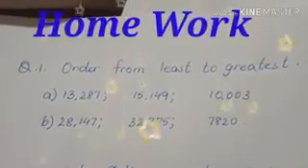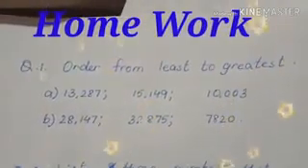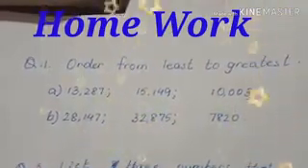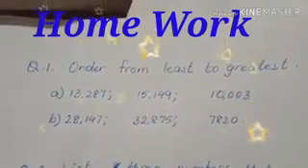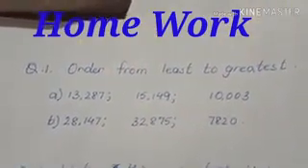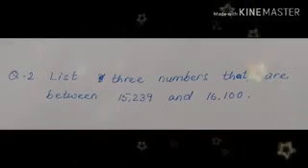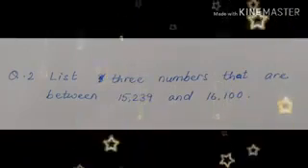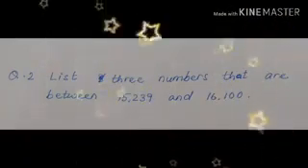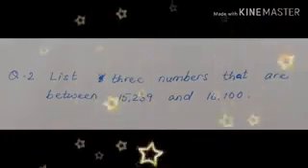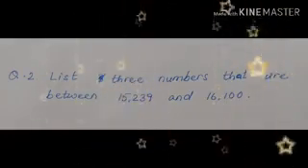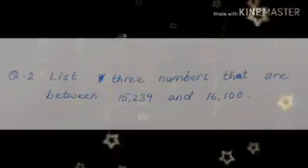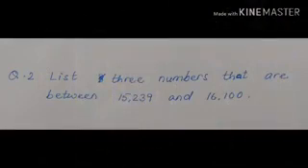Now, the time for homework. Question number 1, you have to order from least to greatest. You can see there are two questions given. So you have to order them from least to greatest. Question number 2, list three numbers that are between 15,239 and 16,100. So here you have the freedom of choosing any number, but remember that the number has to be in between these given two numbers.